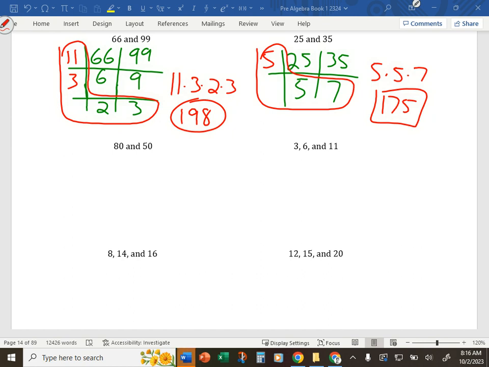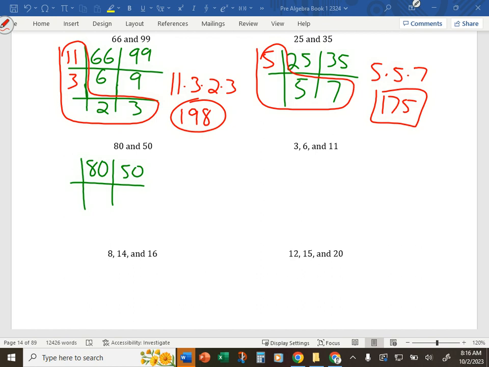Take the L. 80 and 50, this was on the homework check. It is 400. Do we need to see it done? No. Yes. Not wasting time. We are doing productive things. It just takes time. Not wasteful, though.